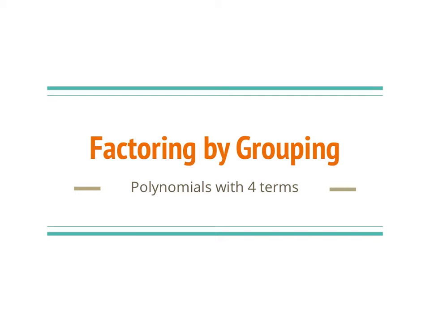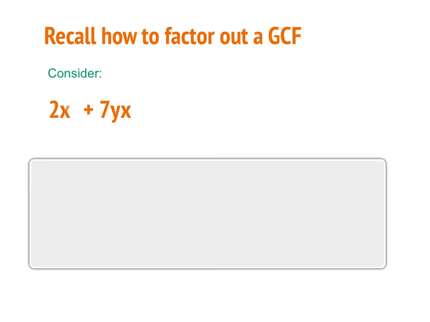In this lesson, we're going to learn how to factor polynomials with 4 or more terms. So the key to factoring by grouping is to factor out a greatest common factor. So let's go over how to do this with some old examples.